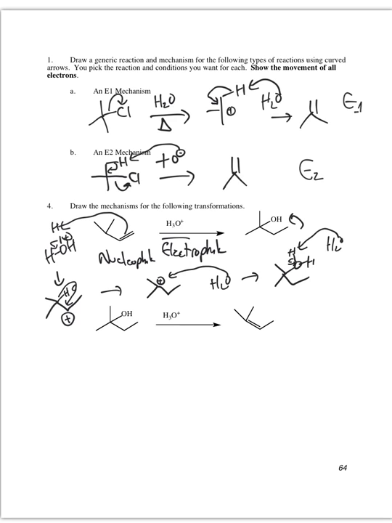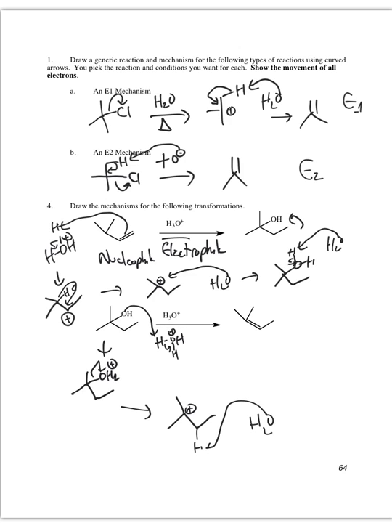In the second one, if we draw out the acidic water, we know we have to protonate the alcohol because it is not a good leaving group. Then the leaving group leaves, forming the cation, and then our hydrogen can be abstracted off with water to form the alkene for our desired product.